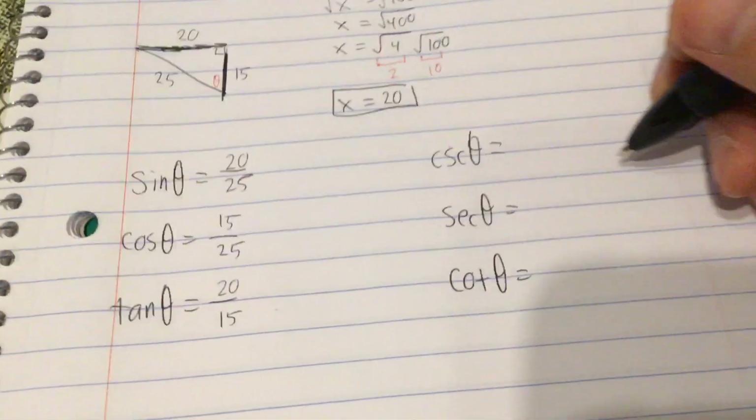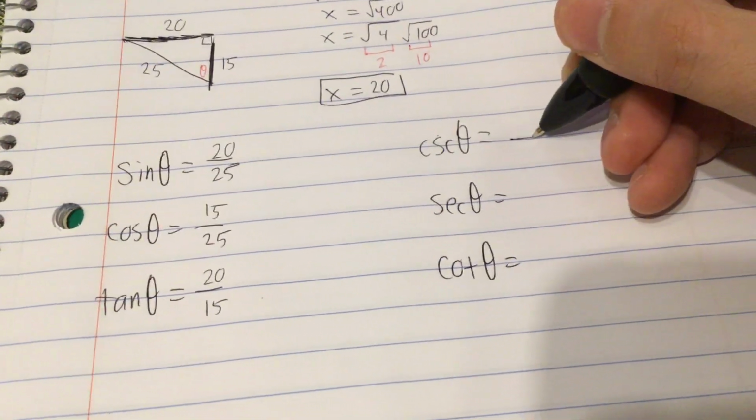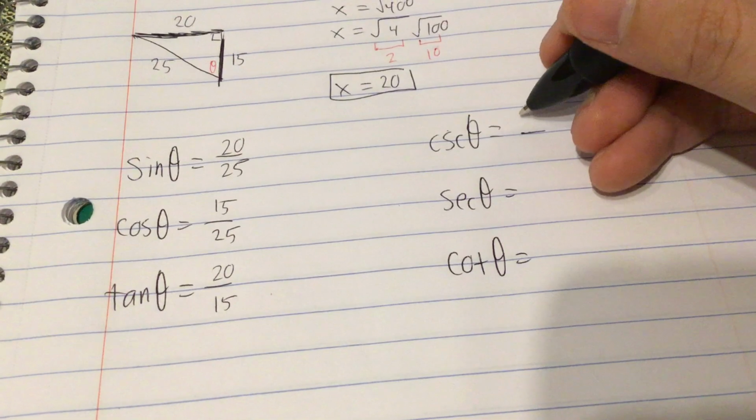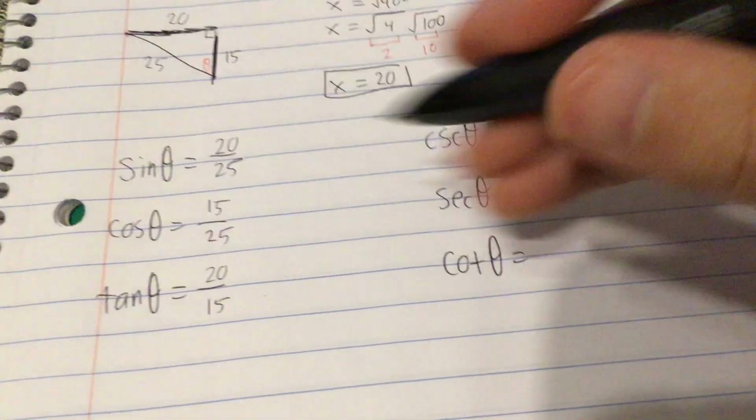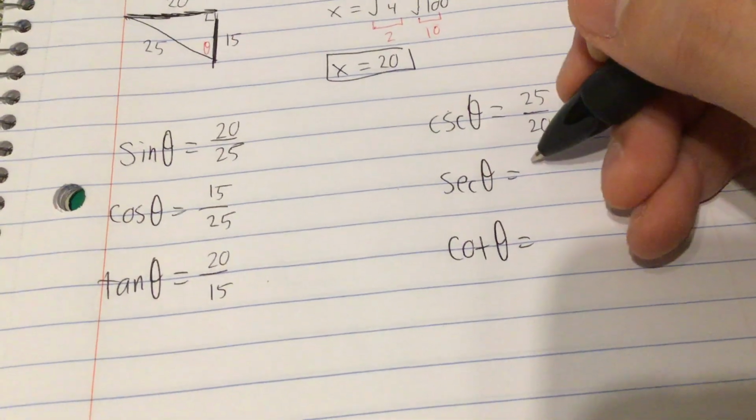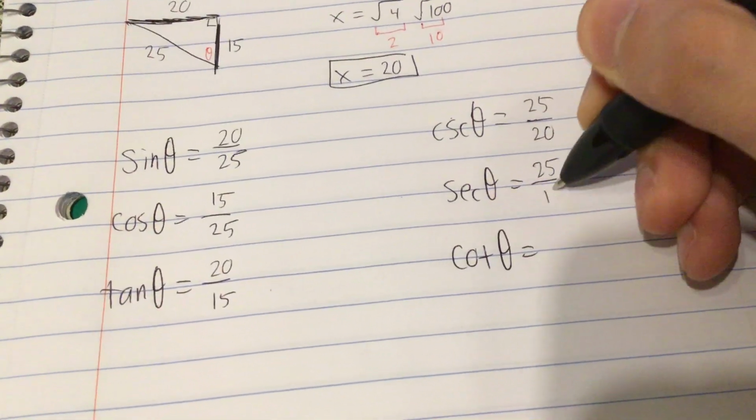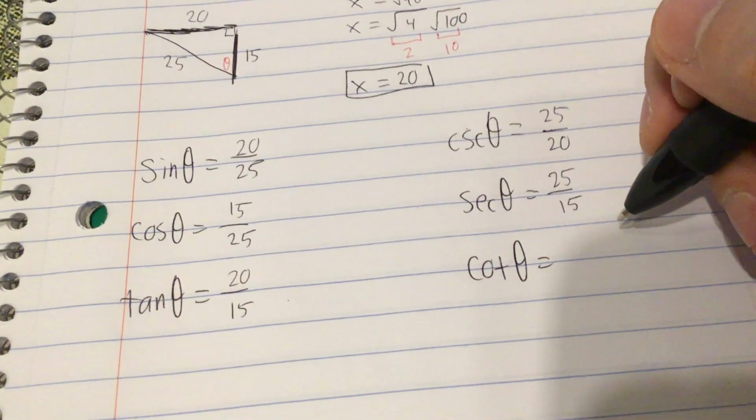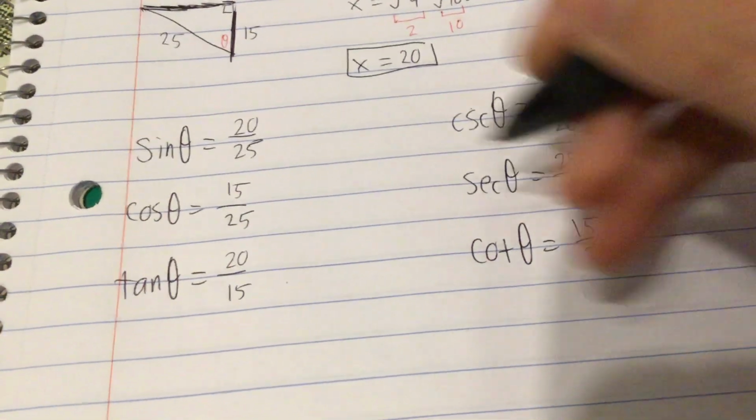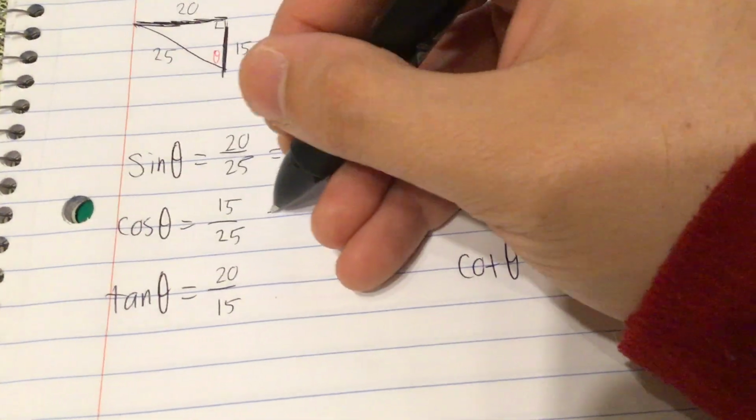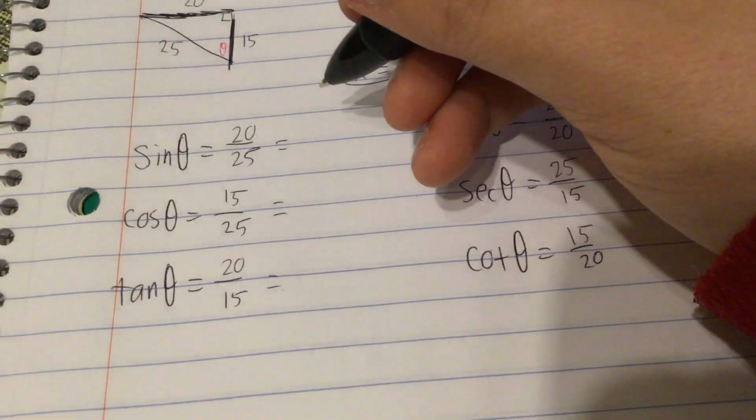Cosecant. The cosecant would be the reciprocal of sine, which would be 25 over 20. The secant would be the reciprocal of cosine, which would be 25 over 15. And the cotangent of angle theta would be 15 over 20. Now remember, you can leave them like this if you'd like. I'm not going to get mad.